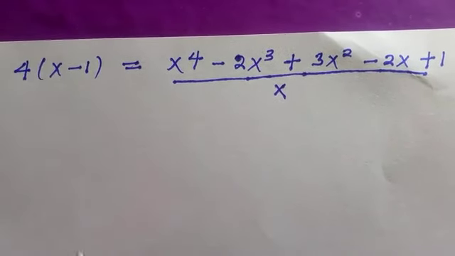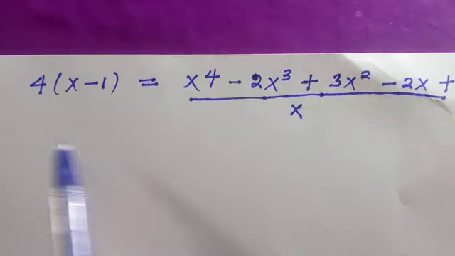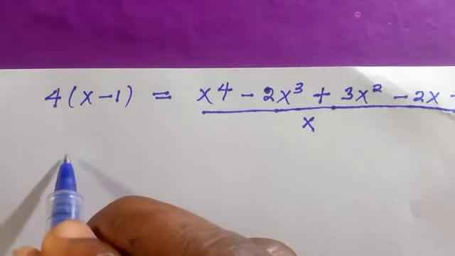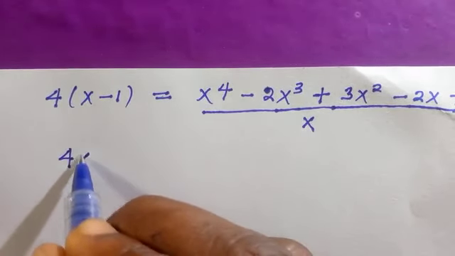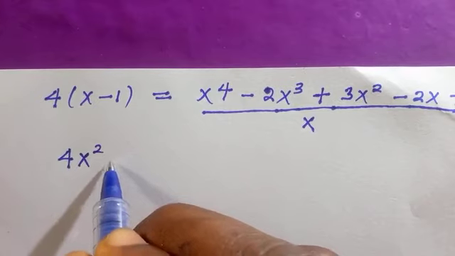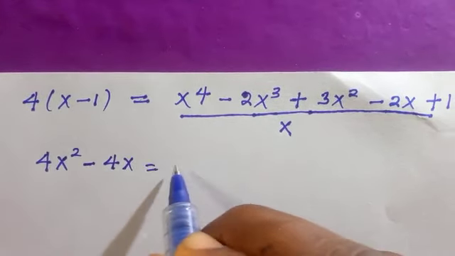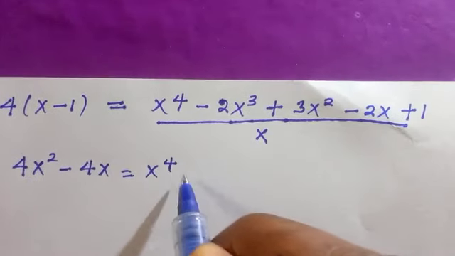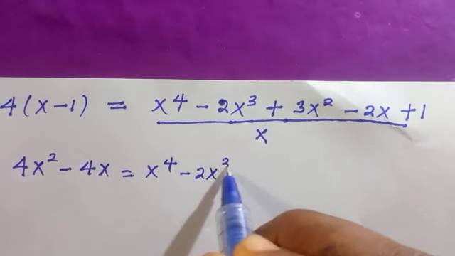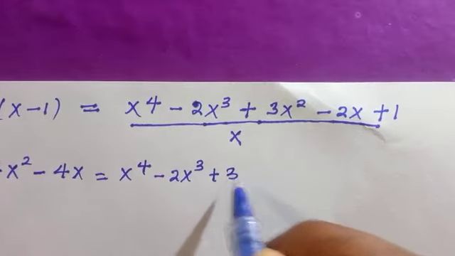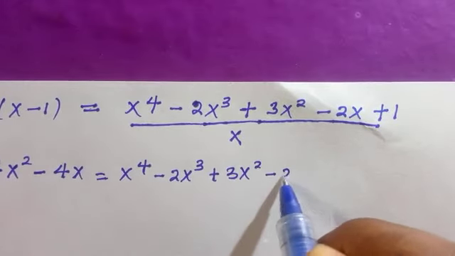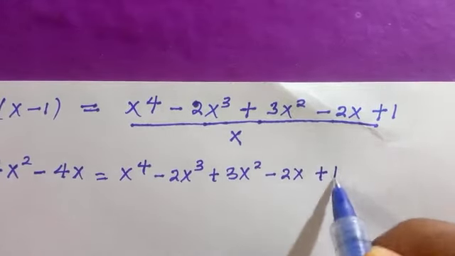Then on getting this, we just try to multiply x by this. Then we are going to have 4x raised to the power 2 minus 4x. When we multiply x by 4, we have 4x and we expand. Then equals to x raised to the power 4 minus 2x cubed plus 3x squared minus 2x plus 1.